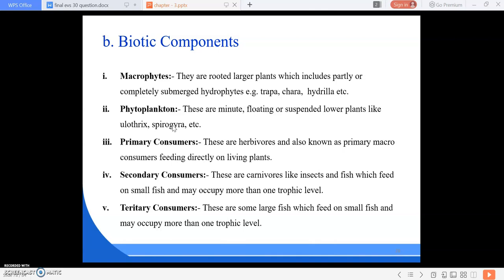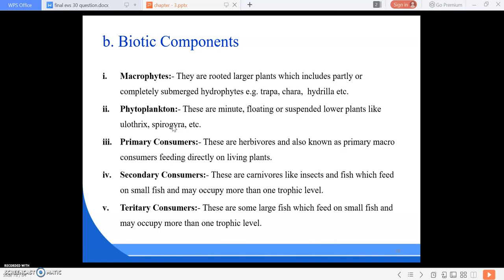First one is macrophytes and second one is phytoplankton. Macrophytes are mainly rooted larger plants, which include partly or completely submerged, floating, and emergent hydrophytes. The common species of the plants are Trapa, Typha, Sagittaria, Nymphaea, Chara, Hydrilla, Utricularia, Marsilea. These are our macrophytes. These are the common species of the plants.